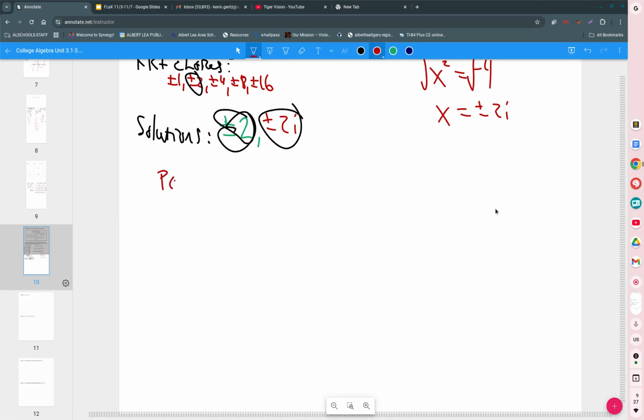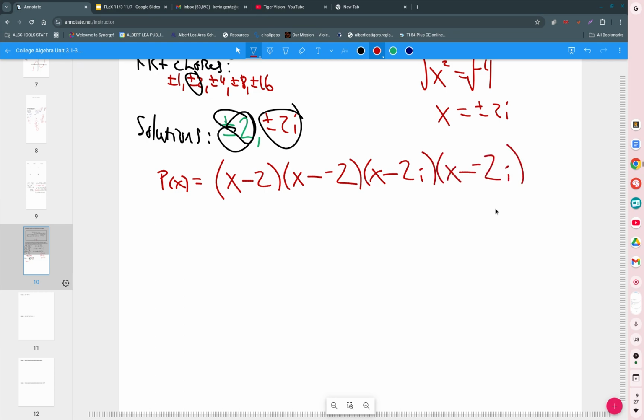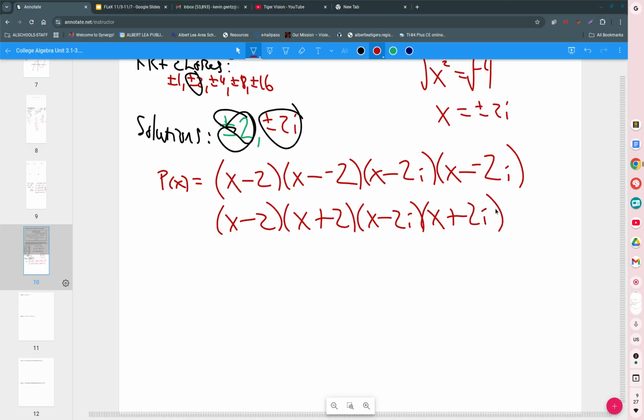It says to write it in factored form. So this all does factor. You don't have to write it like this. I'm only going to do this once. x minus 2, x minus negative 2, x minus 2i, x minus negative 2i. The fundamental theorem of algebra says you can write everything as x minus the solution. Now, I get that you're then going to want to write that as x minus 2 times x plus 2, and then x minus 2i and x plus 2i. Okay? But we always start with x minus.